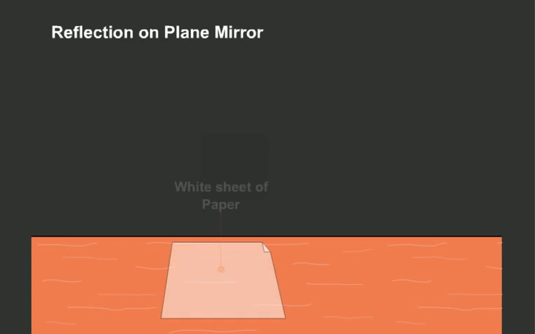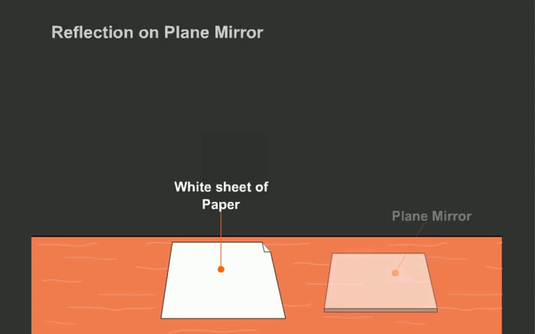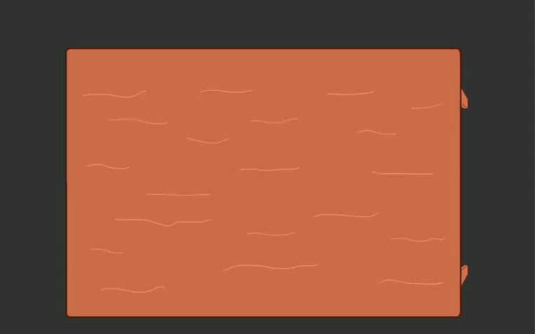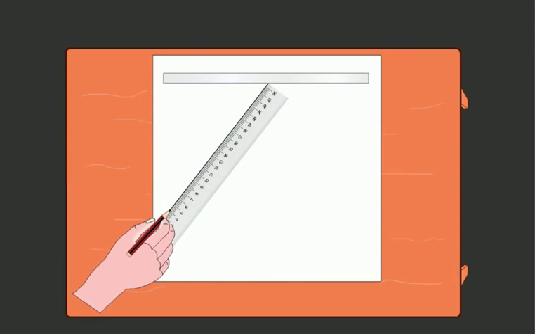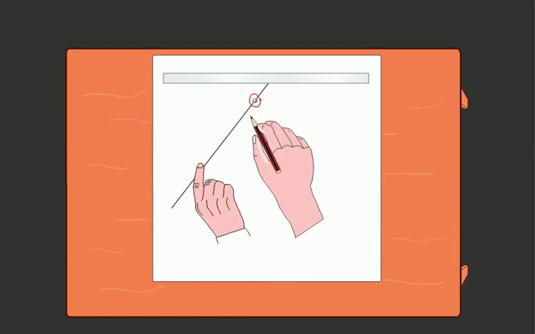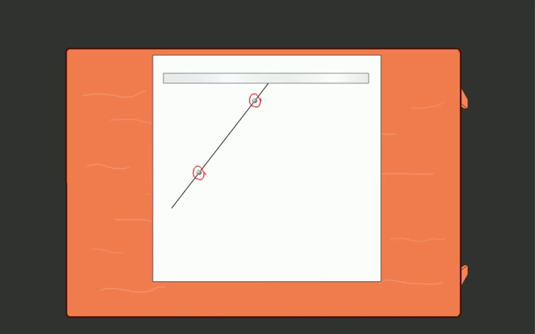Dear students, now let us look at another activity, reflection on a plane mirror. Take a white sheet of paper and a plane mirror. Put the white sheet of paper on a cardboard and put the mirror upright. Fix 2 pins on a straight line facing the mirror and mark their positions. These pins behave as the object.